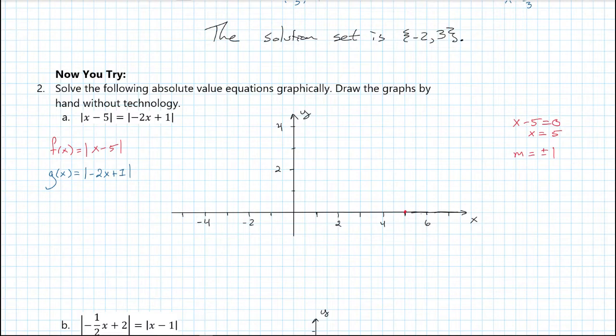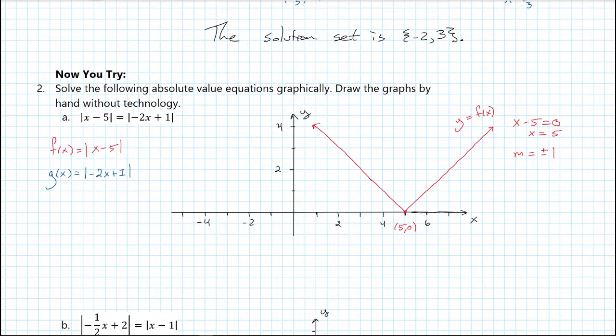I plot that x-intercept of 5, 0. And then I've got a slope of plus or minus 1, so I'll just draw a line with a slope of 1 here, and a slope of negative 1 to create an upward-facing V shape, with the vertex at 5, 0, the sharp point, the bottom of the V. Go ahead and label this y equals f of x.